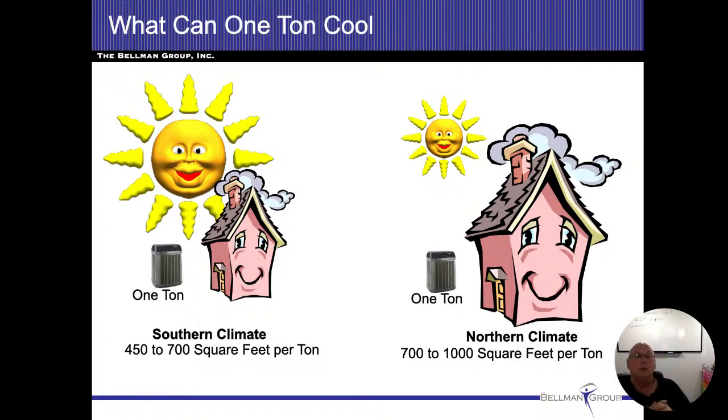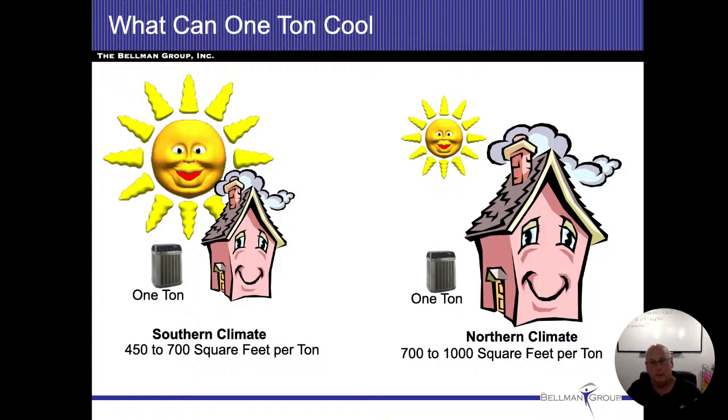All right, so this is just a rule of thumb. This isn't something to hang your hat on or a hill to die on at all. In our area, about 1,000 square feet per ton is a pretty decent rule of thumb. The more efficient a home is, the smaller the air conditioning needs to be.